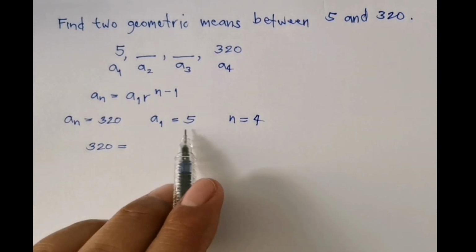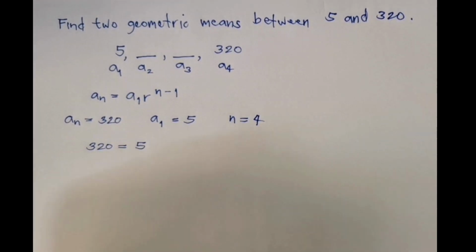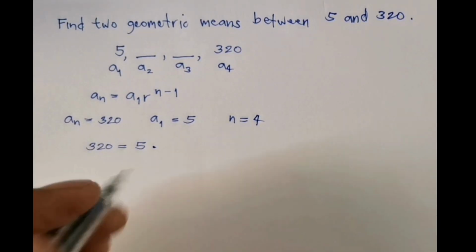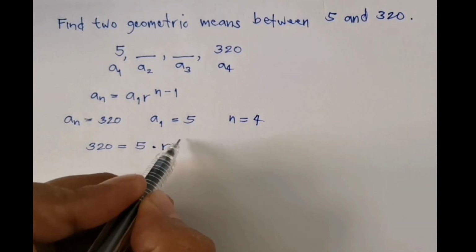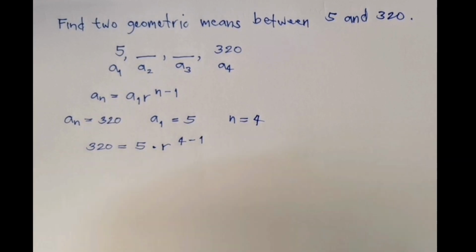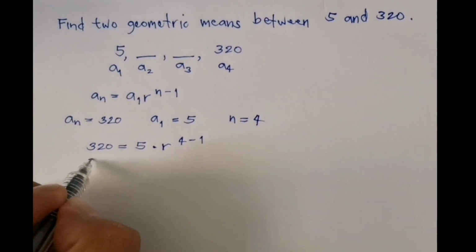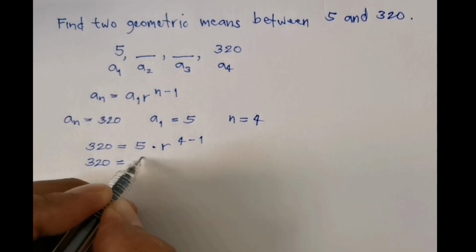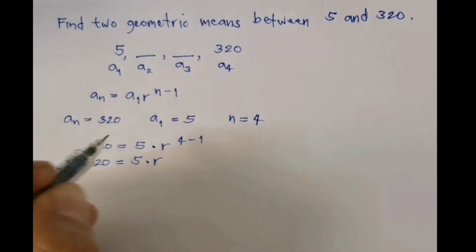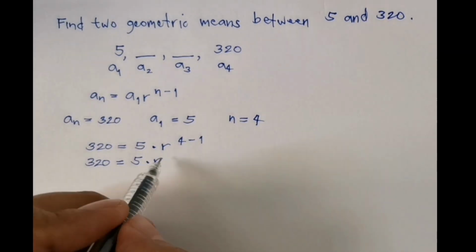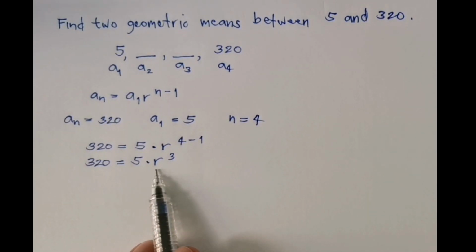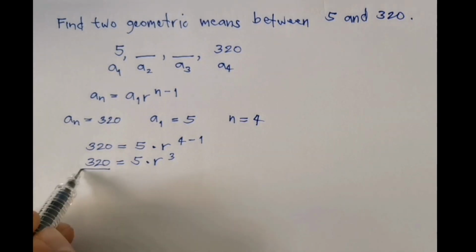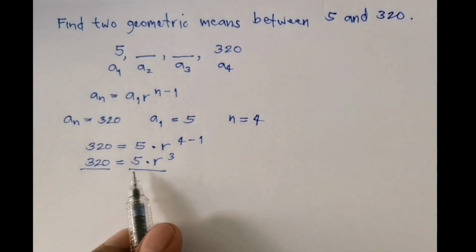A sub 1 will be equal to 5 times the value of r, which is the unknown, raised to n, which is 4 minus 1. Let's bring this down, as well as 5 times r, then we subtract: 4 minus 1 is 3. Okay, next thing to do is to isolate this r. To isolate this one, we divide both sides by the coefficient of r, which is 5.